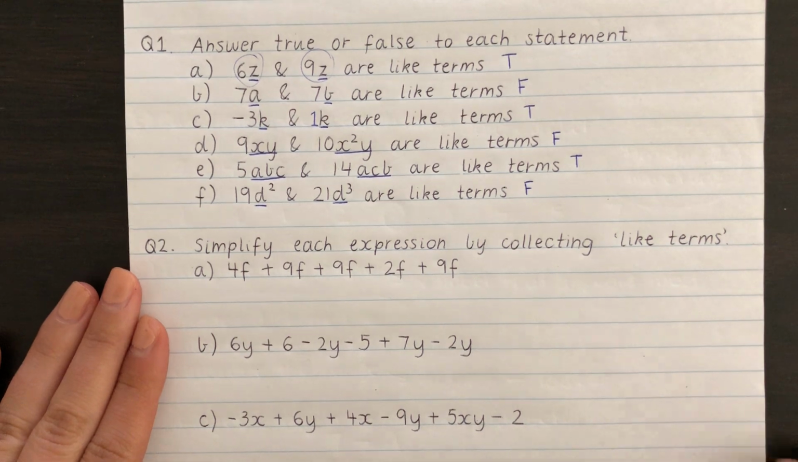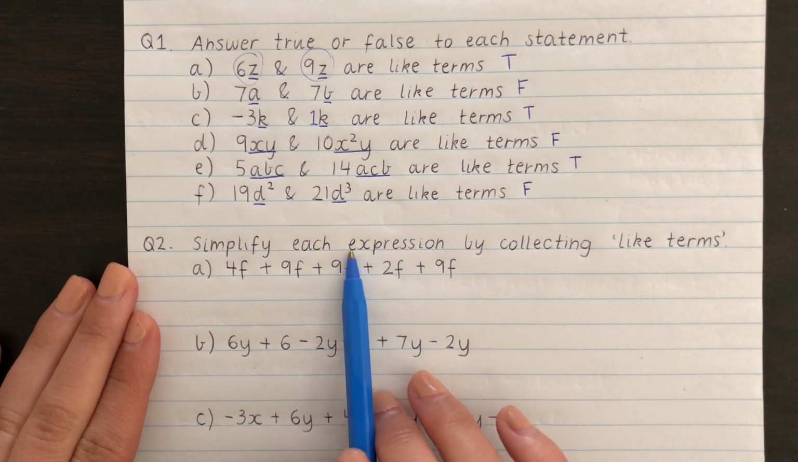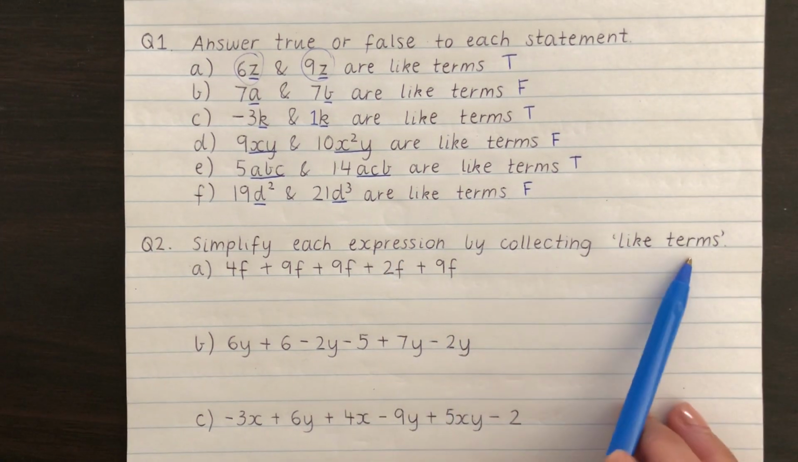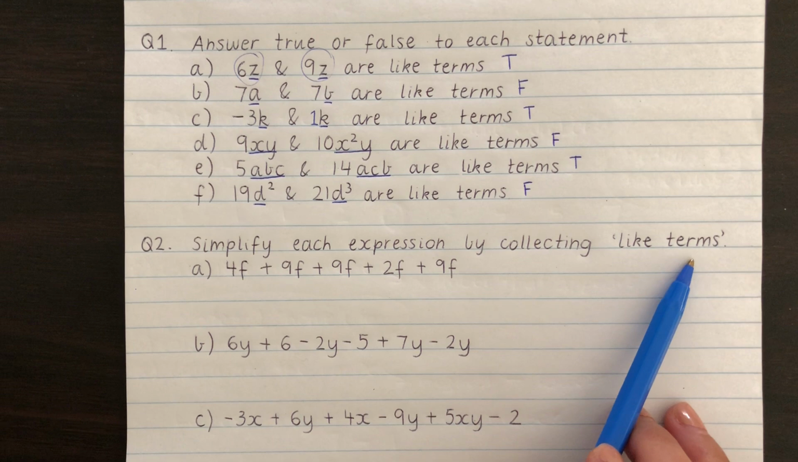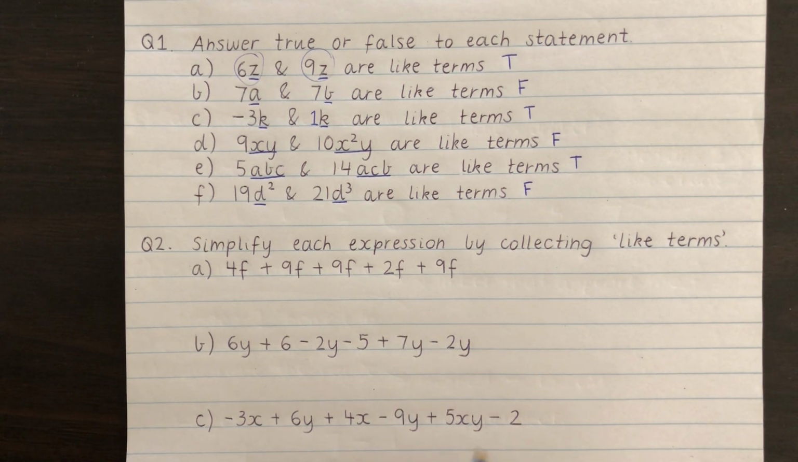Okay, question 2. Simplify each expression. Remember, expressions don't have equal signs, by collecting like terms. Okay, so let's try the first. Now I'm going to use different coloured pens to make this easier. You can also feel free to do so. If it makes sense though, you don't have to.